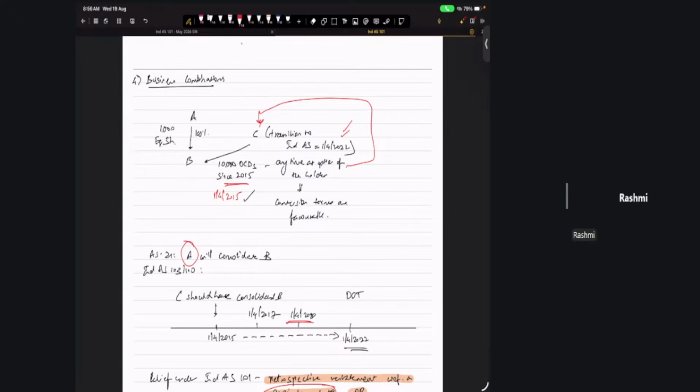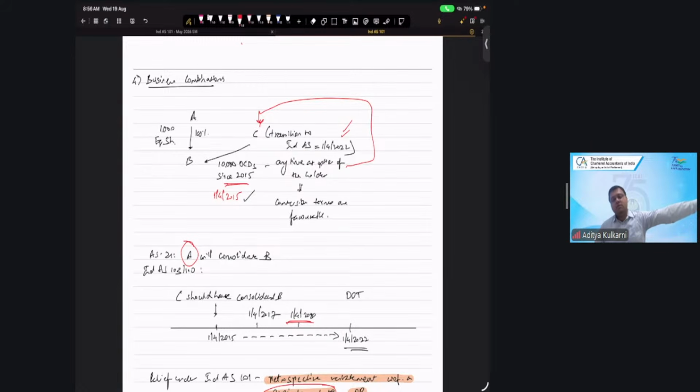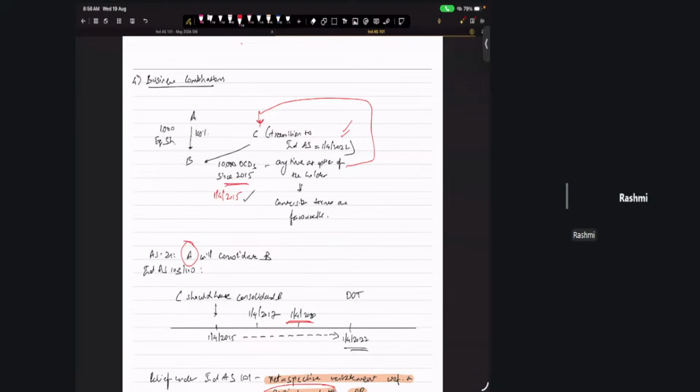C is crying in the corner. But I have 10,000 OCDs, optionally convertible debentures. A will say, I don't know. You have not converted on the reporting date. It doesn't affect me. This is my subsidiary. I will consolidate. And AS 21 says you are correct. Did you understand this? Yes, sir.